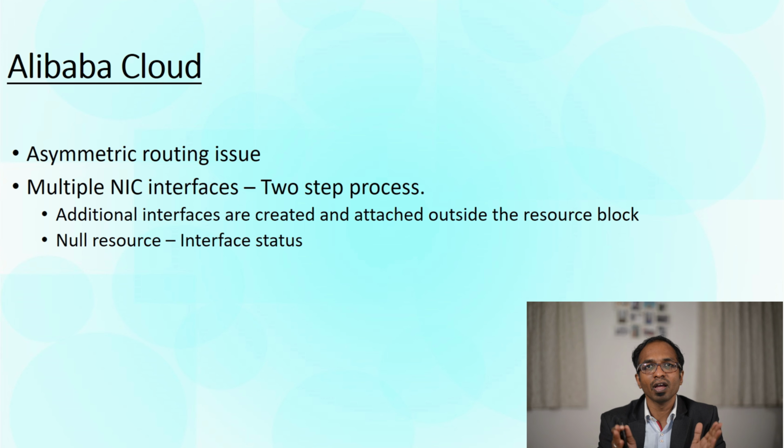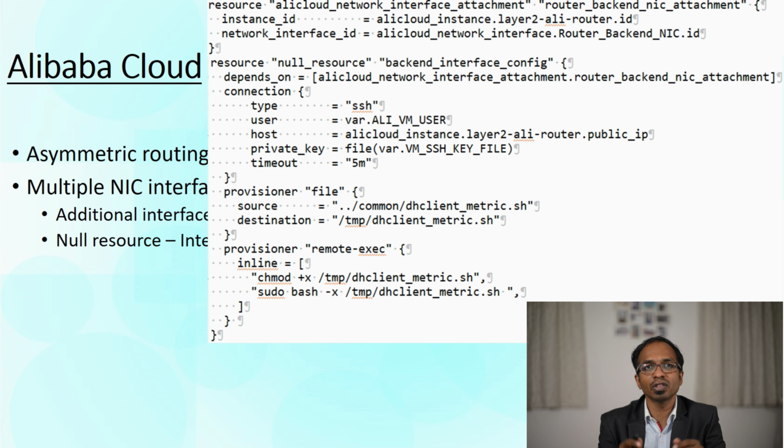In Alicloud, I had an asymmetric routing issue with the router virtual machines. Once the virtual machines were provisioned, I created an interface and attached it to the router virtual machine. Just like AWS, the new backend interface was down. With the use of null resource provisioning, I could bring up the new interface with a less optimal DHCP client metric. This fixed the asymmetric routing issue.